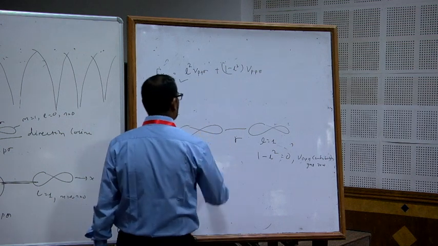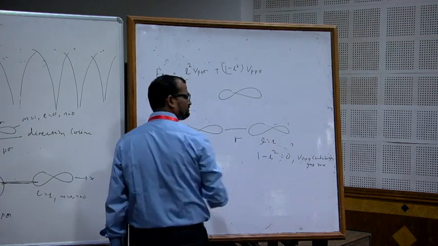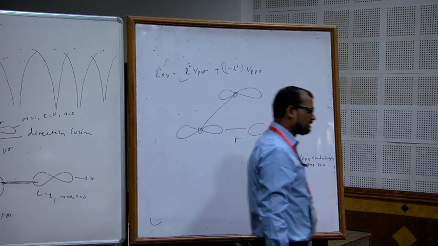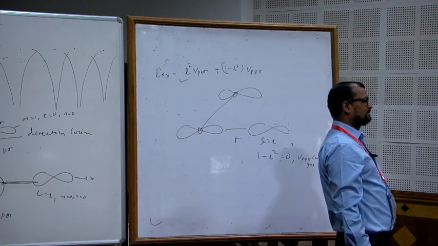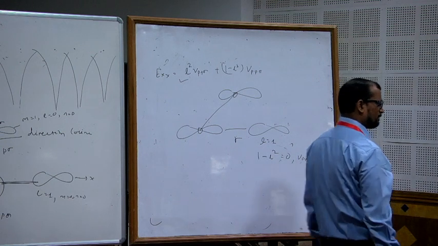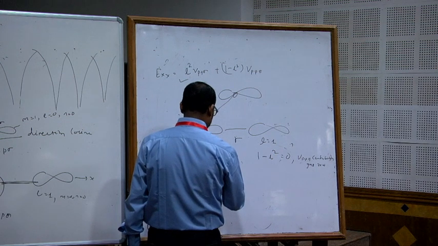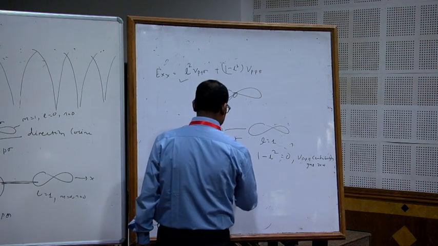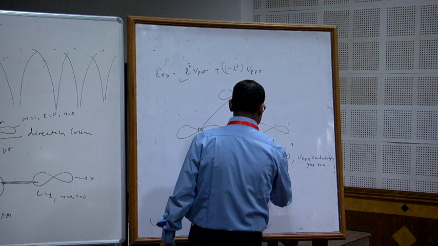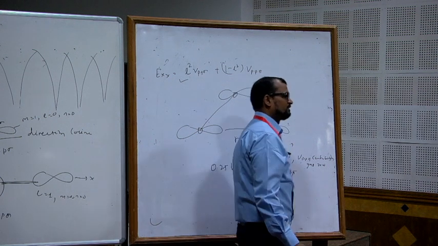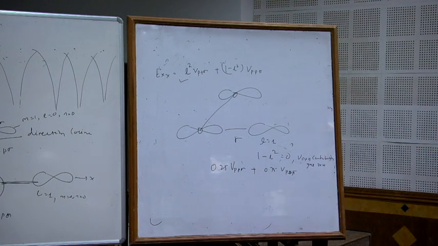Okay. But on the other hand, if I take something like this, your L is not necessarily 1. Right? It can be 0.5 or whatever it is. Then, let's say if it is 0.5, then you basically get 0.25 dP sigma plus 0.75 dP pi. Your contributions are basically coming 75% from dP pi and 25% from sigma interaction.